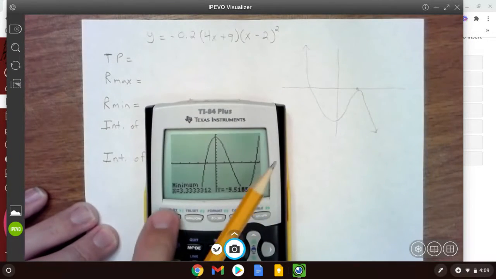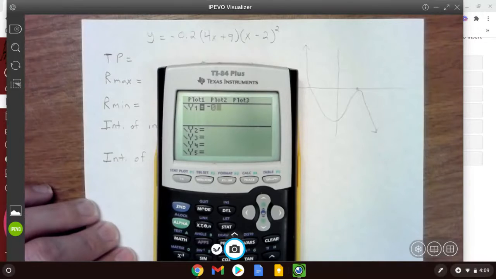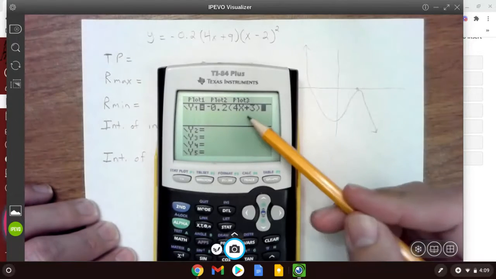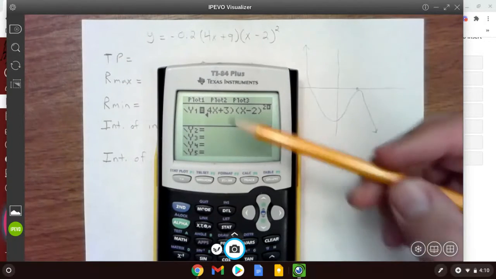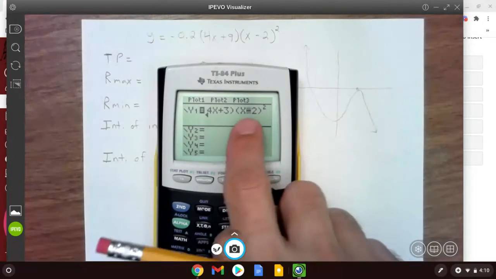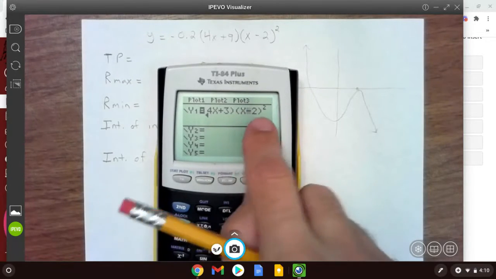So let me go to my y equals menu here. Negative 0.2, let me clear that out. Negative 0.2 parentheses 4x plus 9. So this is to the first power right here. And then times x minus 2 to the second power. So this is something to the first power, but there's two of them, so this means it's to the second power.